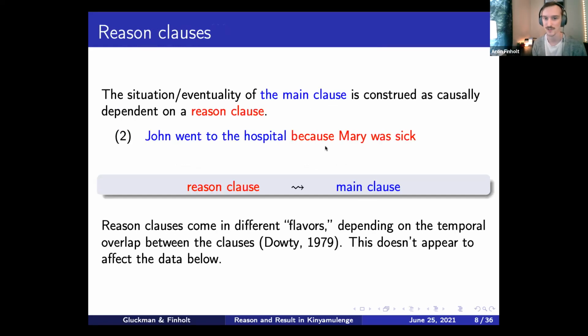Okay, turning now to reason and result clauses, starting with reason clauses, right? So the relationship that we're trying to capture with reason clauses, right, is one in which the situation or eventuality of the main clause is construed as causally dependent on a reason clause, right? So we can see this in two. John went to the hospital because Mary was sick, right? Here, it is the main clause, John went to the hospital, that is understood to be causally dependent on a reason clause, because Mary was sick. That is, because Mary was sick is the reason or the cause of John's going to the hospital.